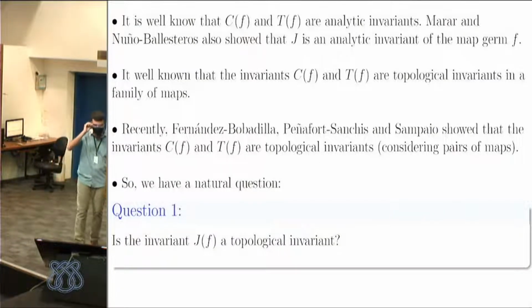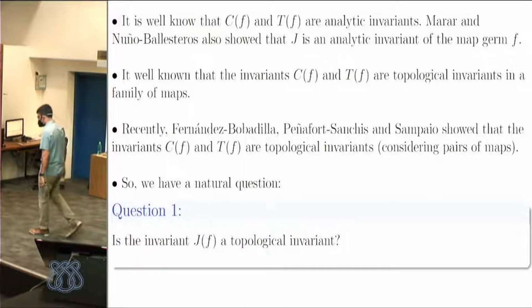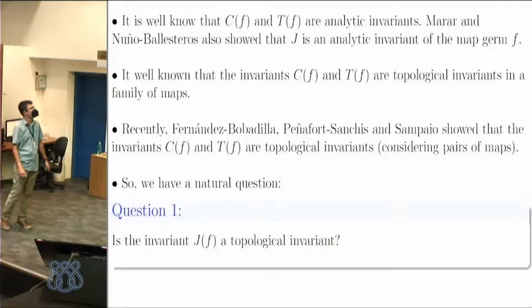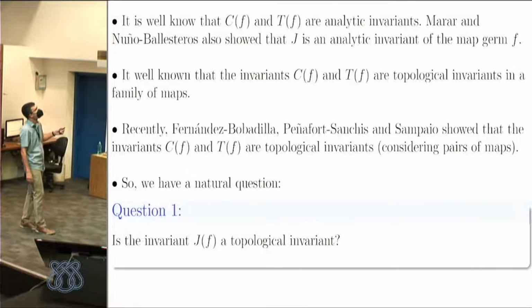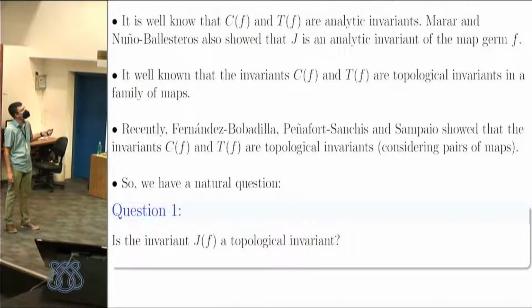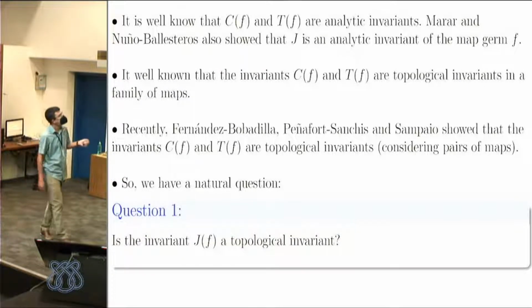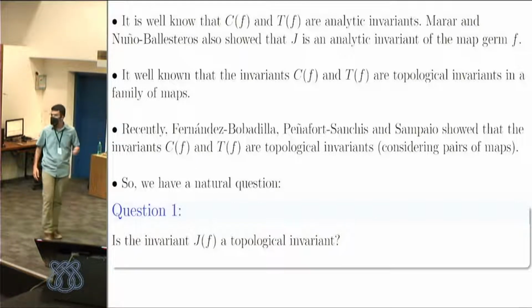Okay, now some remarks about this term. It's well known that the invariants C(F) and T(F) are analytic invariants. And Marar and Nuño-Ballesteros also show that this new invariant J is also an analytic invariant of the map germ, J(F).